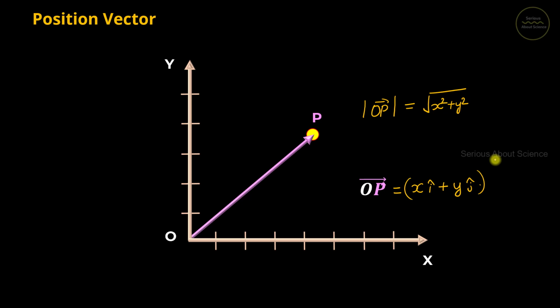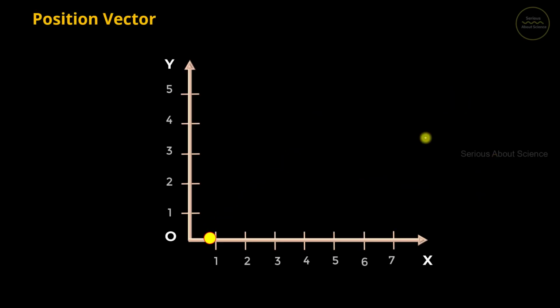Let us see some examples for position vector. Consider this to be the position of a particle. So here we can mark this point as point P. If I draw a vector from the origin to this point, we will get the position vector OP.